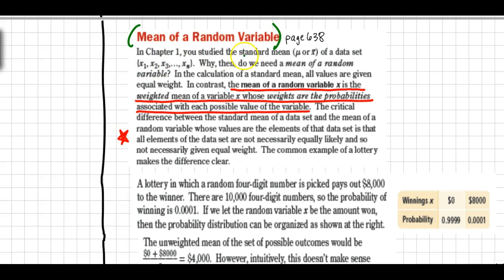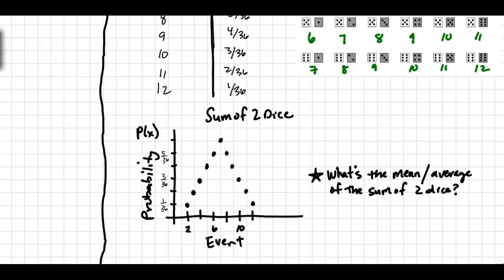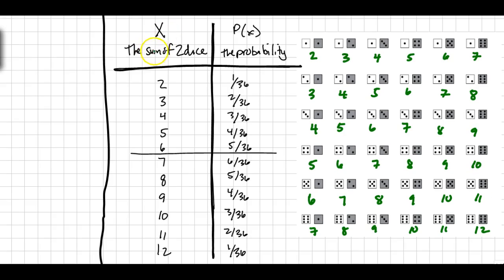Back in chapter 1, you studied the standard or the regular average or the mean, which we called x bar. Why do we need the mean of a random variable then? In the calculation of a regular or a standard mean, all values are given the same weight. In contrast, however, the mean of a random variable x is a weighted average of the variable where the weights are the probabilities. So you can see back on our previous example, our variable was the sum of two dice. In this case, it was an x. And the probabilities mean that some of these outcomes are more likely than the others. So that is why we want to use a weighted average.